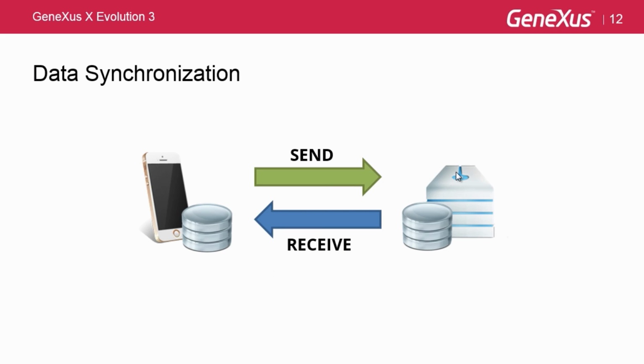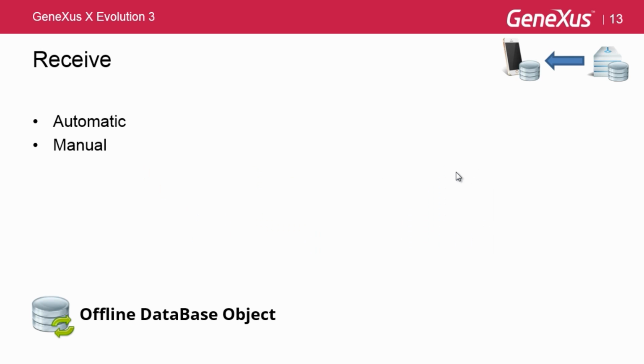Now let's see something about data synchronization. This synchronization will have a process for sending data from our device database to the server, and then a process that receives data from the server to the device database, that is, the client's database. So, starting with the data reception process, there are two ways for synchronization: automatic and manual.